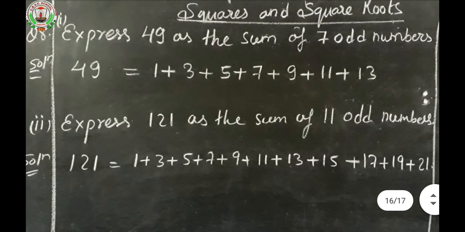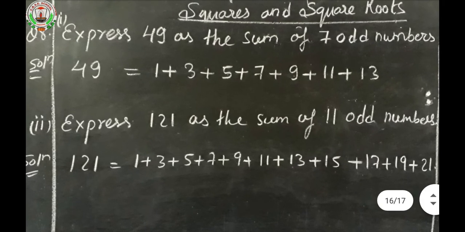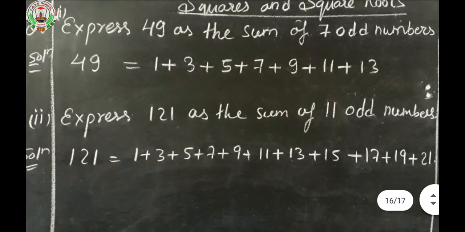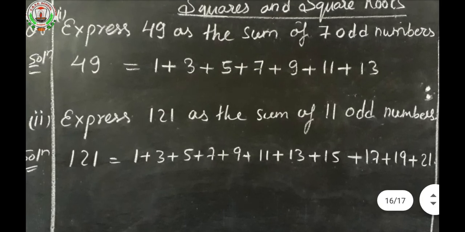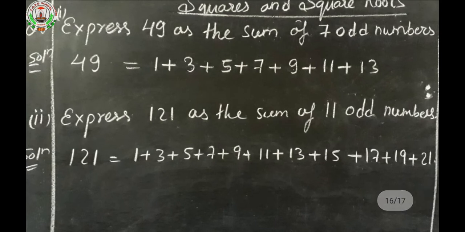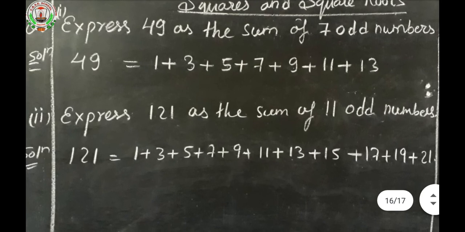13. Then in the same way you have to do it for 121. That is 1 plus 3 plus 5 plus 7 plus 9 plus 11 plus 13 plus 15 plus 17 plus 19 plus 21. These are the odd numbers which you have to add and see whether 121 is coming or not. In this way you have to see. If some other numbers are given, then for those also you have to add and see whether those numbers are coming or not.